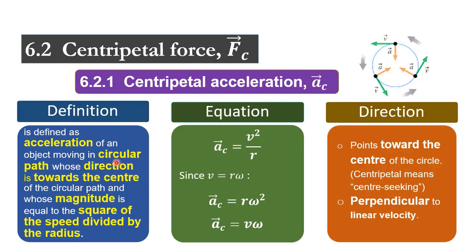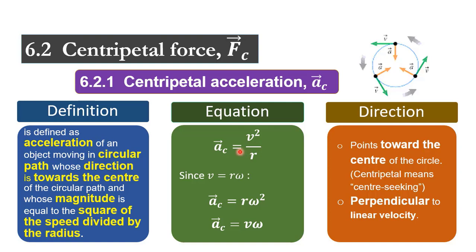Centripetal acceleration is defined as the acceleration of an object moving in a circular path, whose direction is towards the center of the circular path and whose magnitude is equal to the square of the speed divided by the radius. It is written as a_c equals v squared over r. I will show you the direction of this centripetal acceleration equation later on.